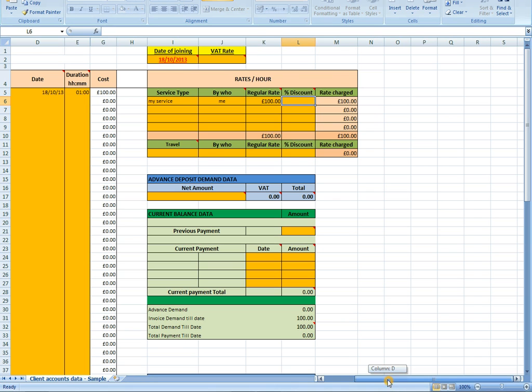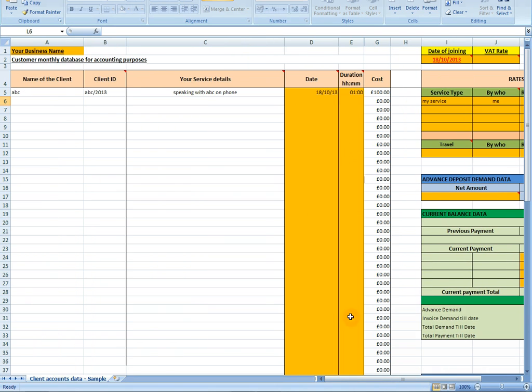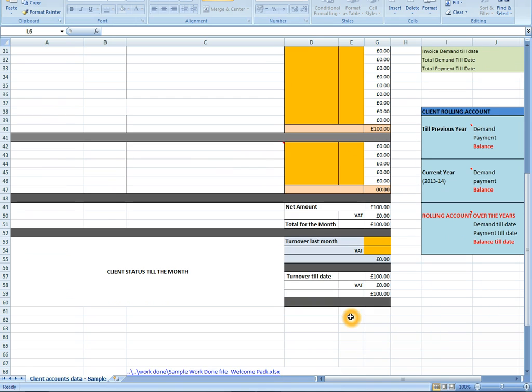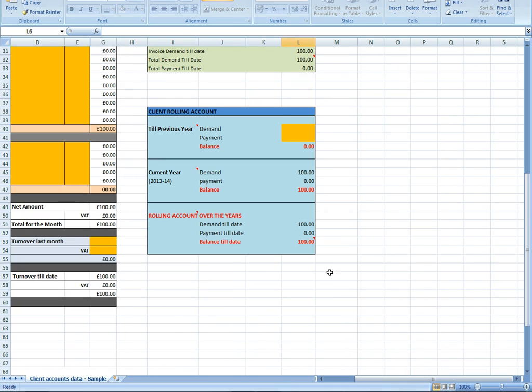Now if I take you to the lower section of the file, herein you will see this is the month figure, £100, which we have worked for the client in this current month. And this is the turnover till date in the current financial year. That's the previous months. So we still have £100 demand, which then shows in the end. That's the rolling account over the year. This is the current figure of today.